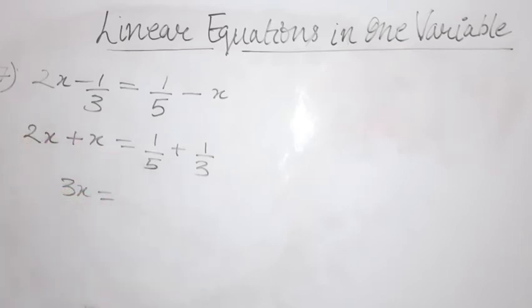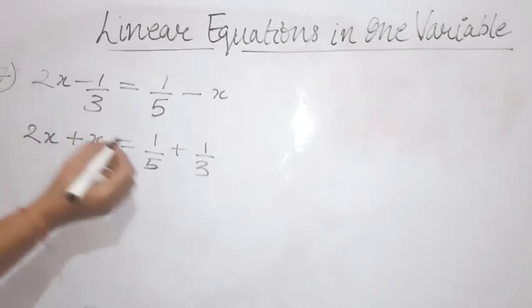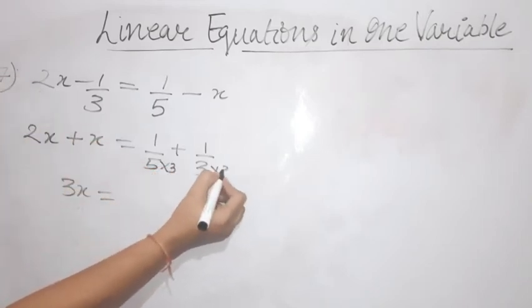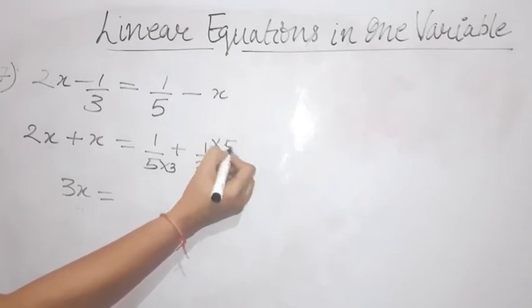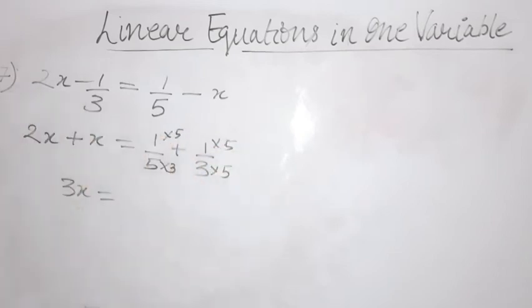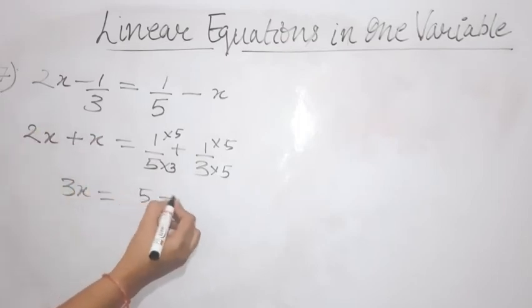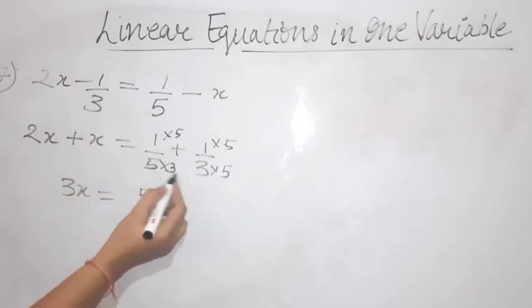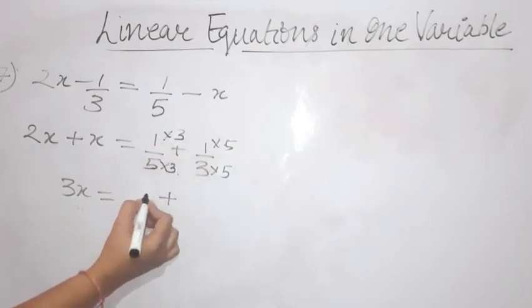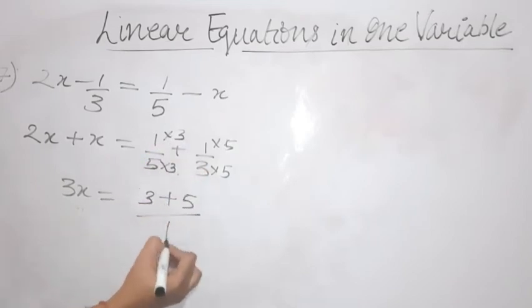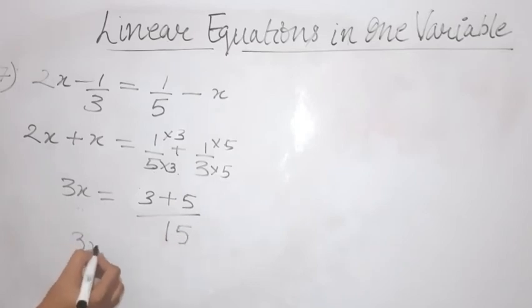Now we have to take the LCM of 3 and 5. What is the LCM of 3 and 5, students? The LCM of 3 and 5 is 15. Since both the numbers are co-prime, their product is their LCM. So 1 fives are 5, and then 5 threes are 15. Here it will be 3, not 5, since 5 threes are 15. So 3 plus 5 upon 15. So 3x is equal to 8 upon 15.